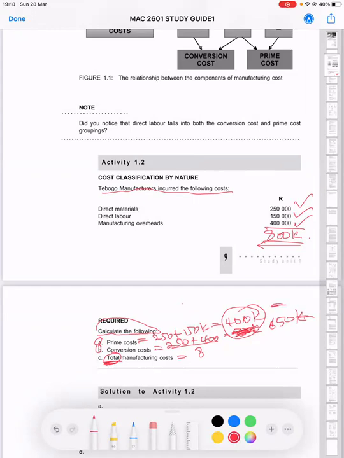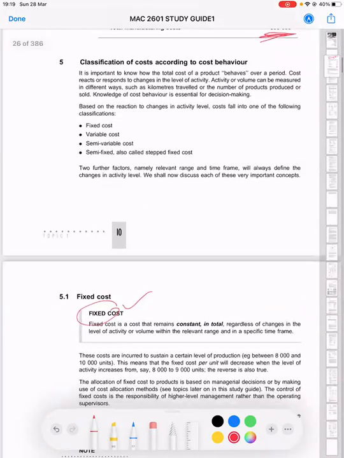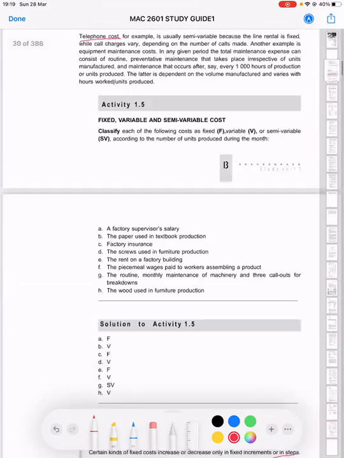Now, you simply have to add all the costs that are taken into account in determining the cost of the product. Right, there are your answers. Prime cost, they added. Conversion cost, they added. Then total manufacturing cost are all the manufacturing costs that were taken into account in manufacturing that particular product. So you have learned something, could be. All right. There are some other principles that we need to learn about.